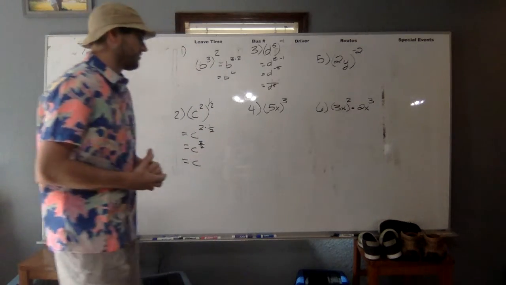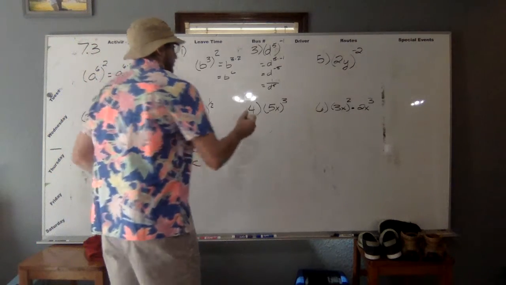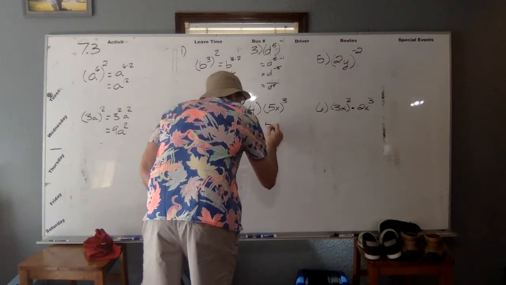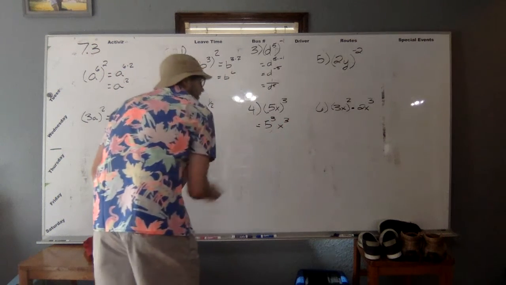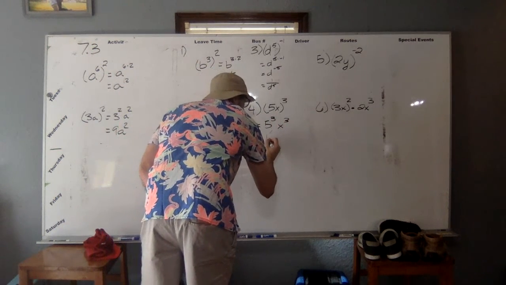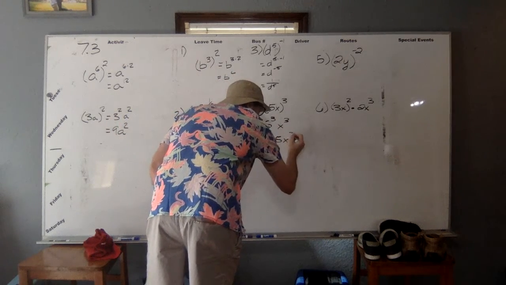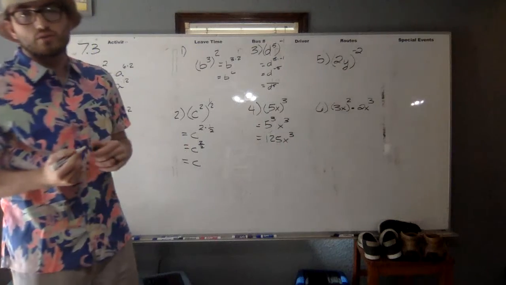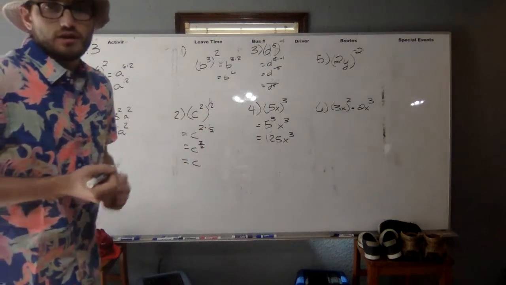Number 4, now we get an intro to the second rule. So I have 5x in parentheses, all cubed. So what I'm going to do is say that's really 5 cubed times x cubed, which ends up being 125x cubed. Because remember, if I have a number raised to a power, I need to actually do it out. Variables, I leave.